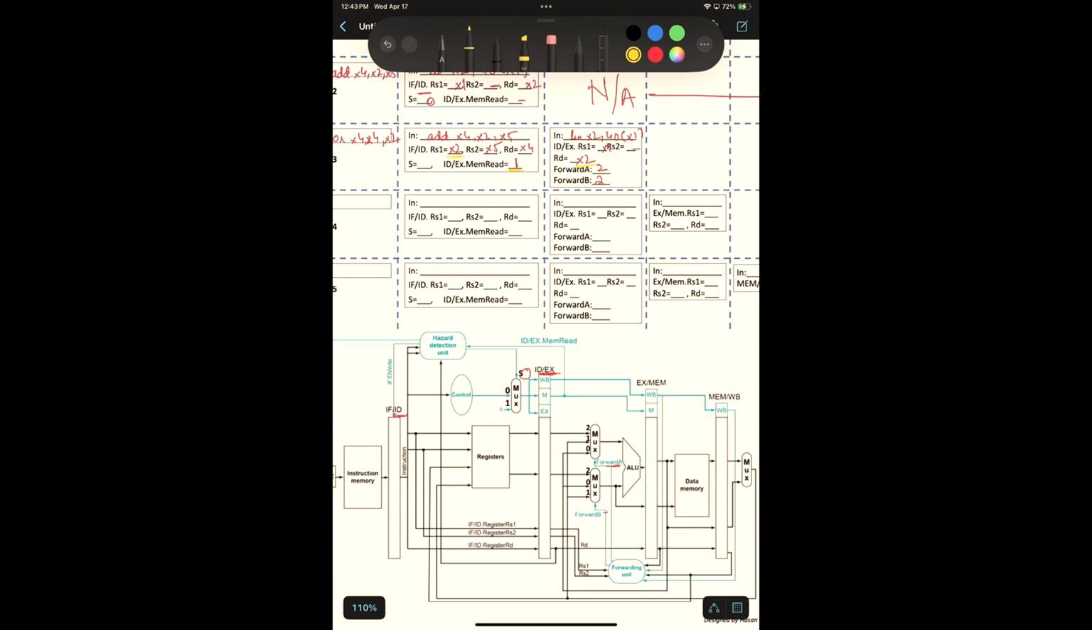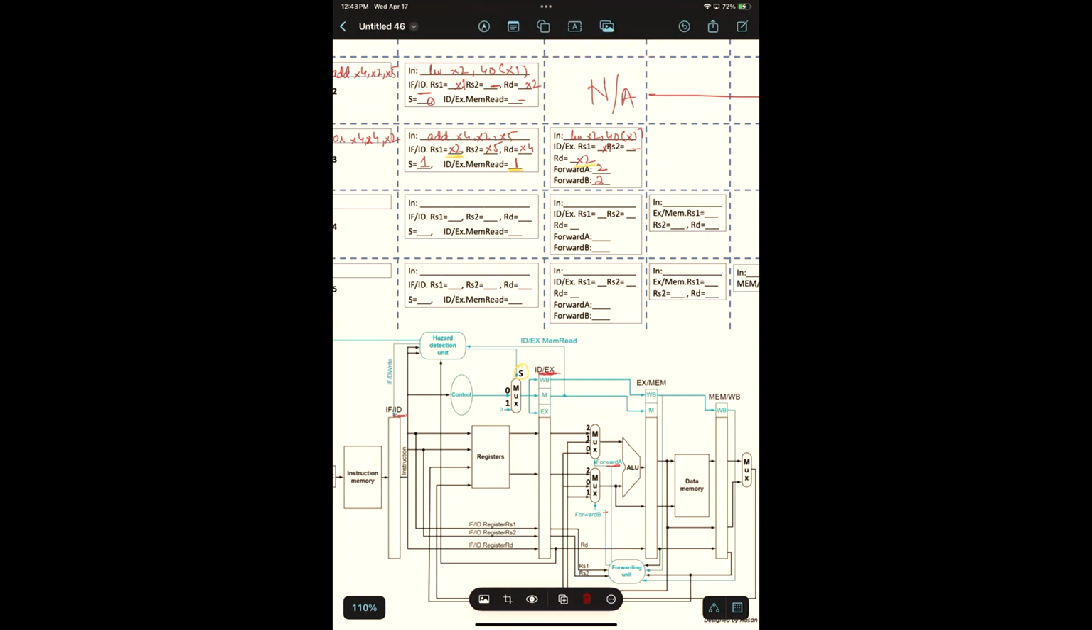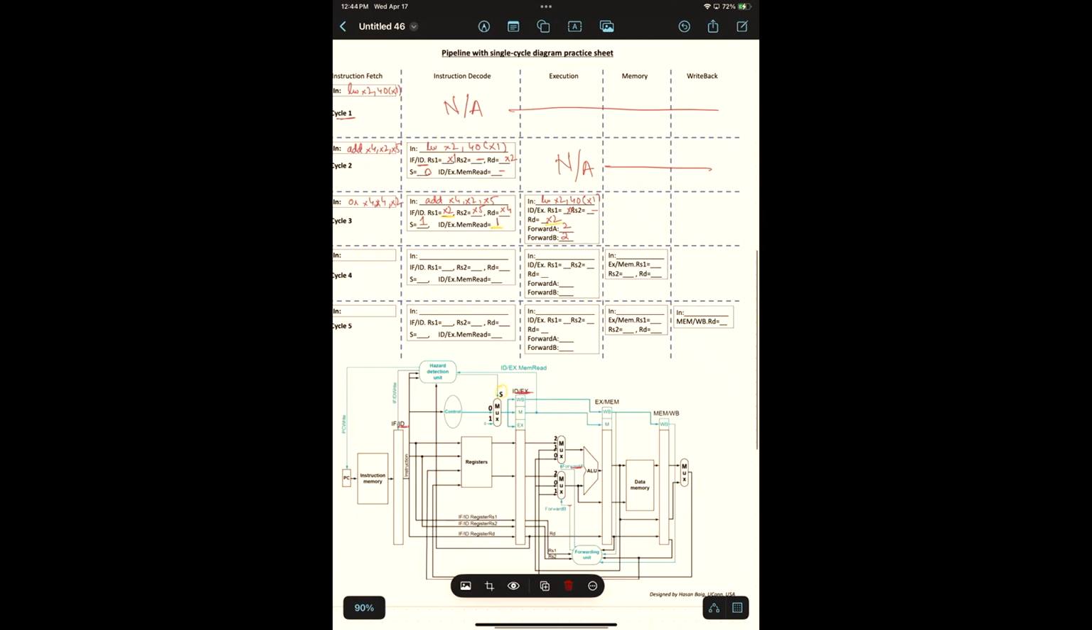How can we do that? By deasserting all control signals to 0. How can we do that here? With the help of this S signal. So what should be the value of this S signal? It should be 1, right? When this is asserted to 1, what will happen? This instruction will turn into a no op instruction. So we have NA here.